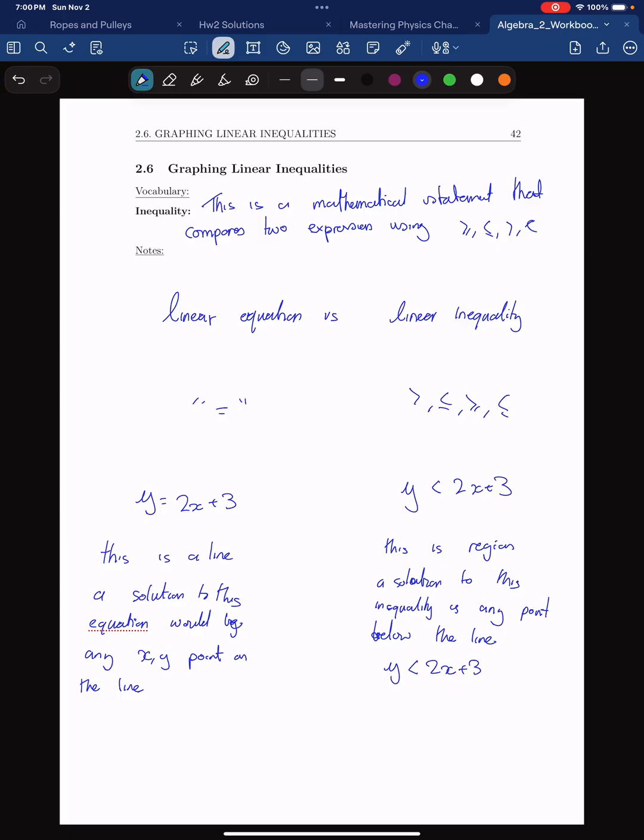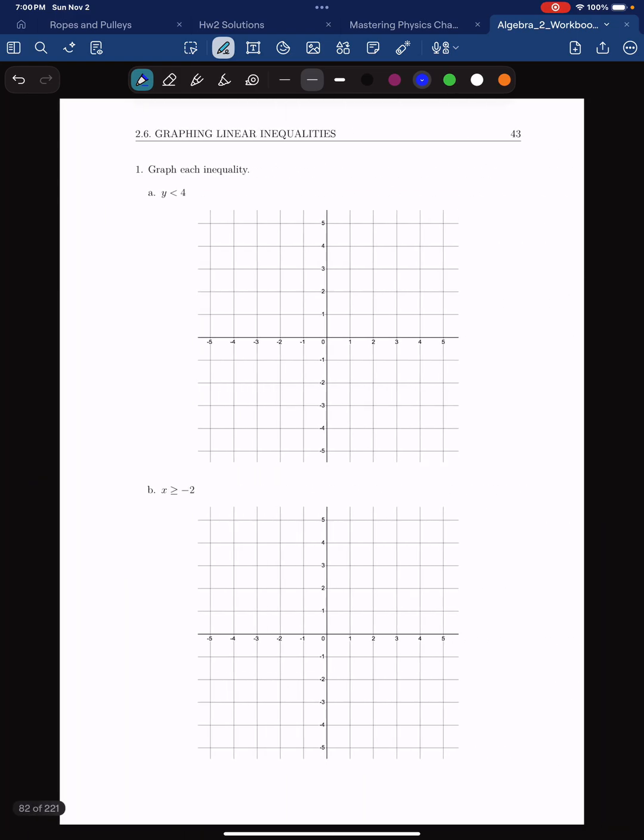We'll see how that works. By solution, I just mean if I plug in a point that's in the region I'm talking about, this inequality will be true. And if I plug in a point on this line, the equality will be true. So anyway, let's get into it.